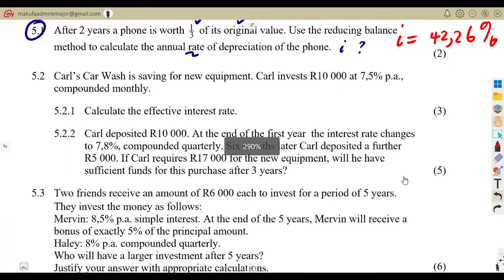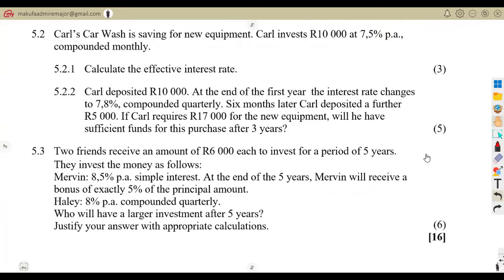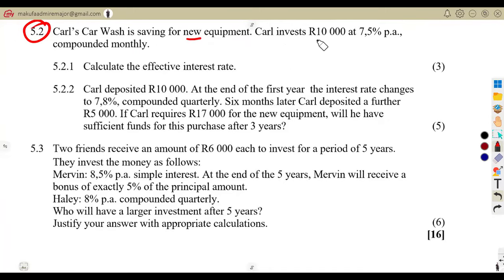Remember, the amount is going to reduce, but we are not even given that amount. But according to the information, you can even tell what is happening and calculate that way. 5.2, we are given Cow's car wash is saving for new equipment. Okay, let's see, guys, what's happening here. He invests 10,000 at 7.5% per annum, compounded monthly. It is compounded monthly, meaning you're talking of 12 complete months. 5.21, calculate the effective interest rate.